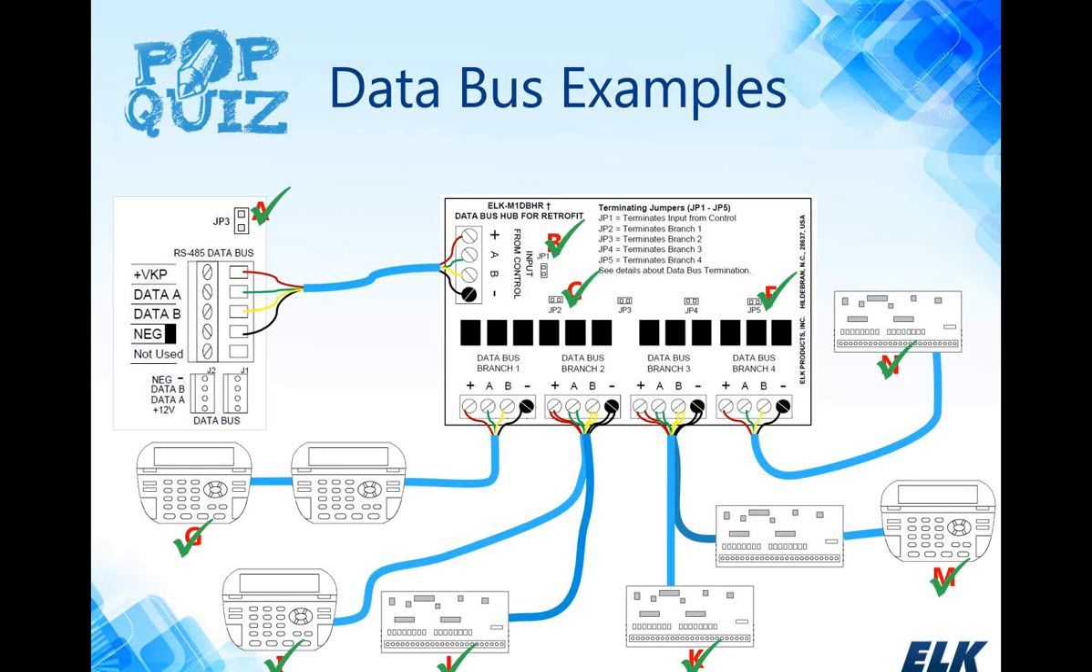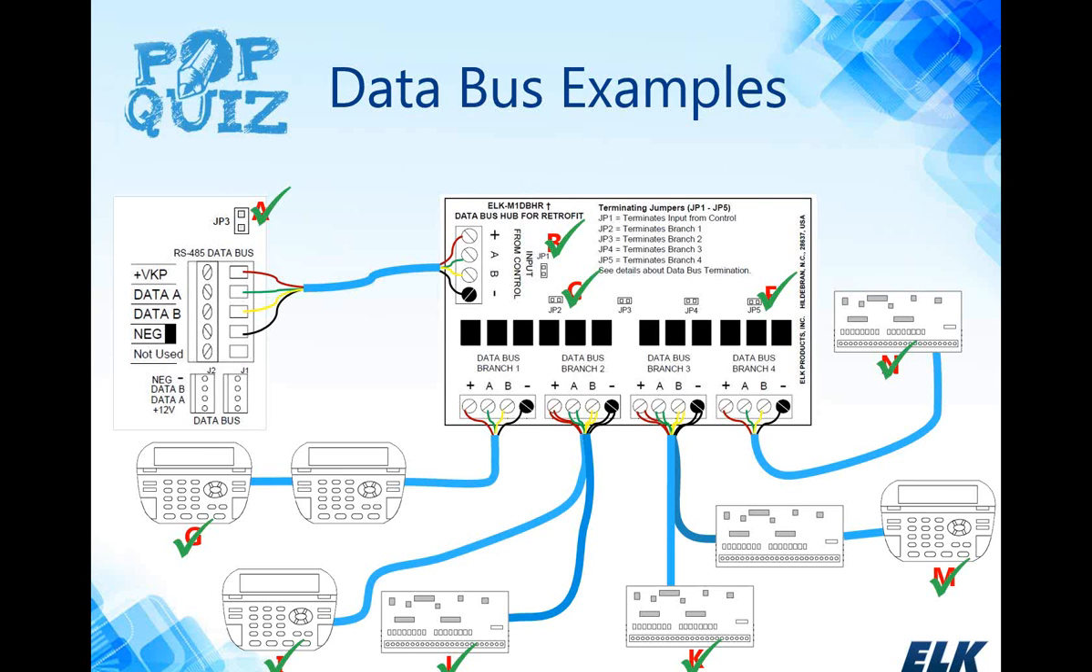So let's just review a couple of important points about the data bus. You cannot have more than 2 runs going into the data bus, and it is always looking for 2 termination points. So in a number of our examples, you saw the use of the JP3 jumper to provide the second termination point when there was a single run to the control.